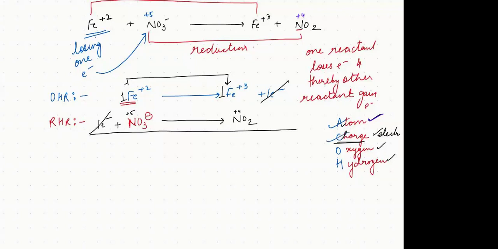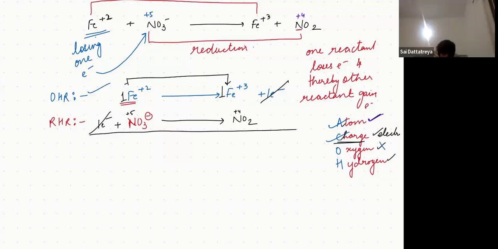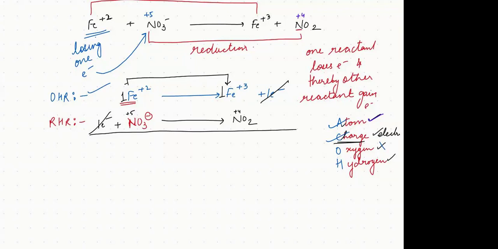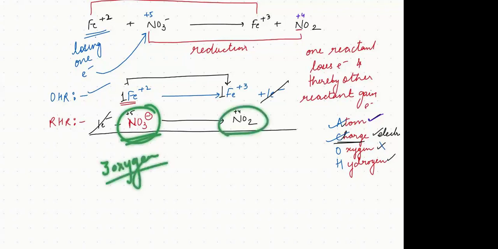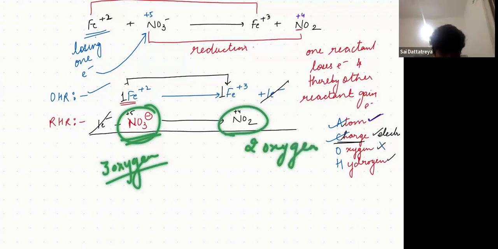Now the first equation does not have any oxygen, so I will not balance oxygen in the first equation since there is no oxygen atom. I would balance hydrogen. But in the second equation I have oxygen, so I'll balance that first. In the acidic medium it's very simple. Let's suppose on the reactant side we have 3 oxygen, and on the product side we have 2 oxygen. You understand?